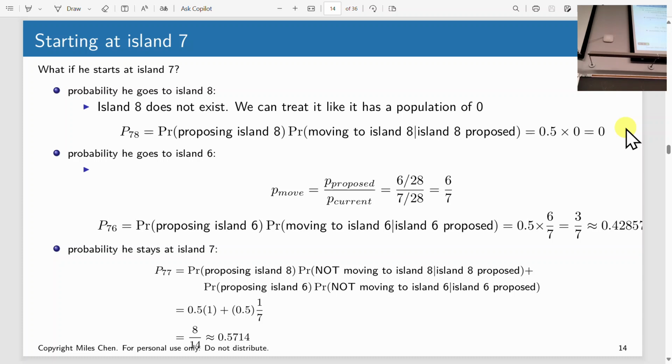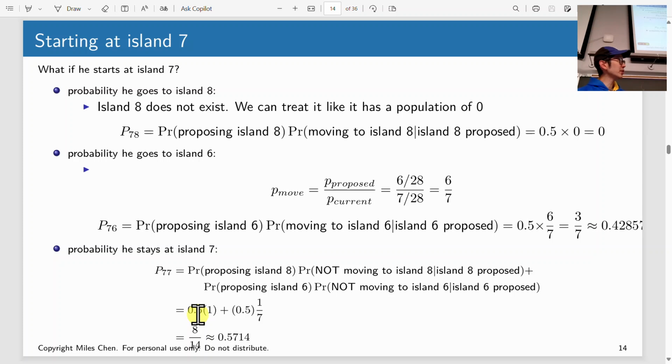Well, we know everything has to add up to 1, so this is just going to be 4/7. But we can also calculate it this way. The probability of staying at island 7 is basically the probability of proposing island 8 but not going there, which is 100% of the time I propose it. So I would stay at island 7 basically every time I flip tails, okay, I would stay there.